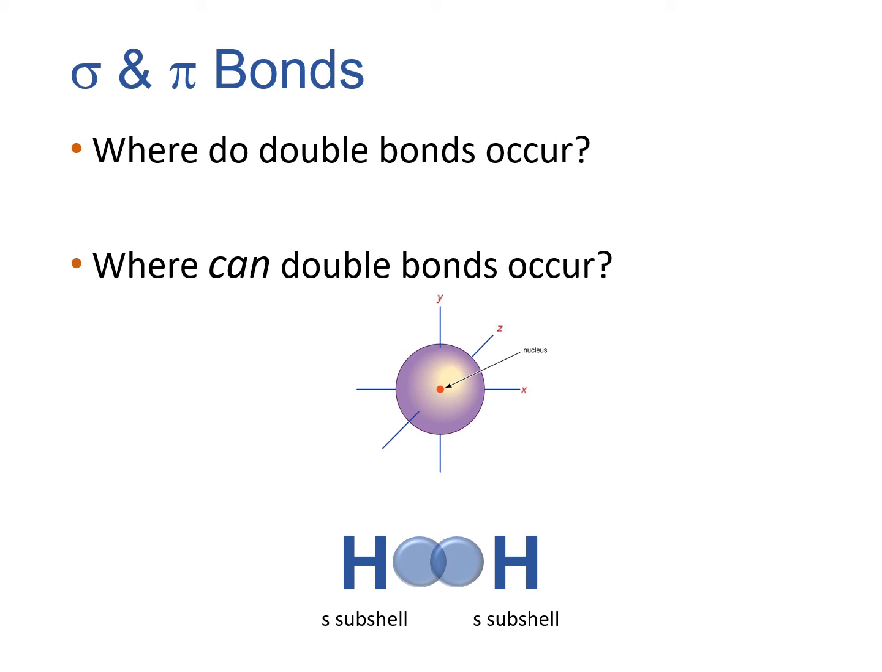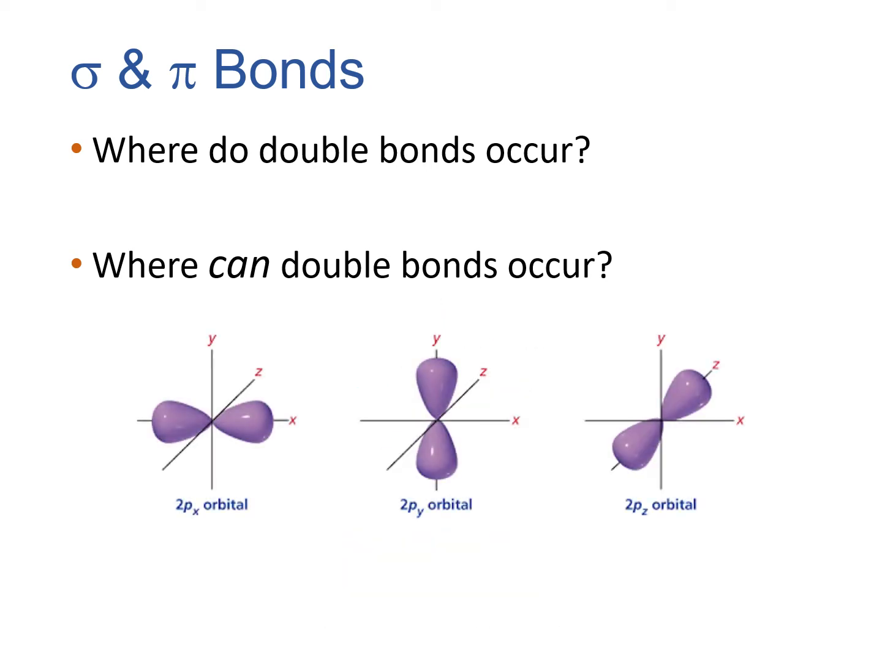So let's move to the next subshell, which is the p subshell. Oh, what do we see here? Well, the p subshell exists in 3 dimensions. We have that x orbital, which goes side to side. We have the y orbital, which goes up and down. And then we have the z orbital that comes in and out of the page. And we have electrons that can live in all 3 of those orientations. And it's in the p orbital where we can have double and triple bonds. So let's take a look at that.